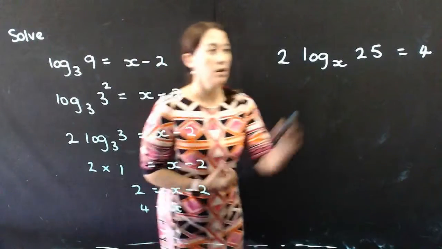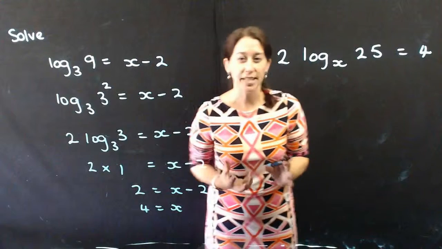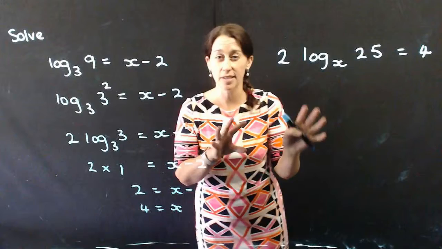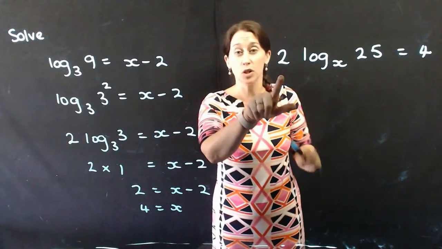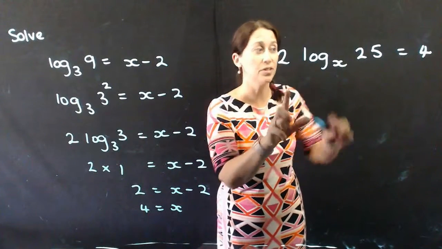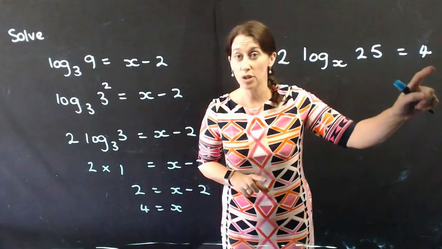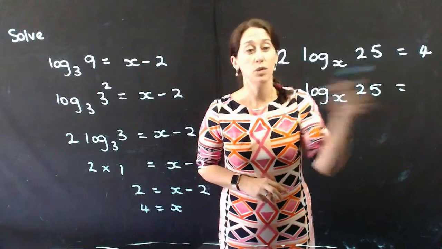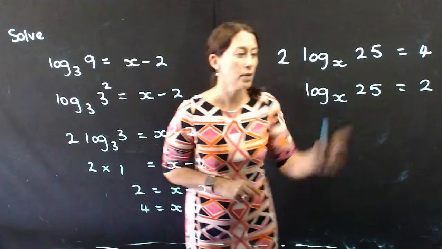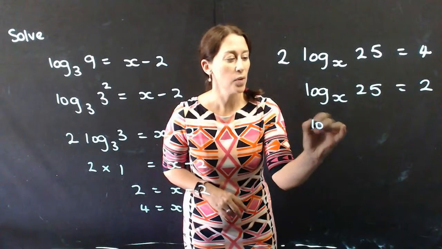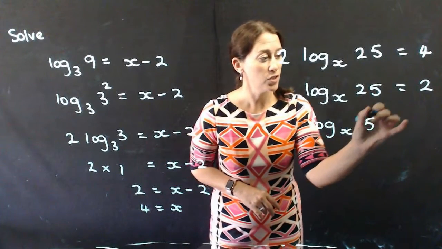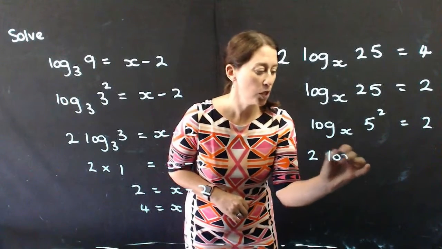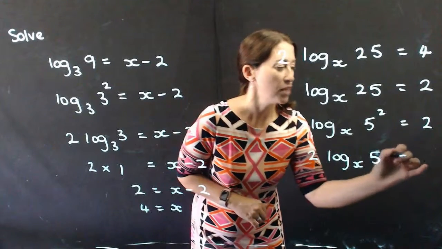Let's have a look at this, and it really is a trick of looking about, well, can I get the bases the same? Can I change the bases? Is there anything I can do? And looking at this, I've got a 2 at the front of this whole expression on the left, so I'm going to divide by 2 on both sides, leaving me with log to the base x of 25 equals 4 divided by 2, which is 2. 25 is 5 squared, so I'm going to write that as 5 squared. And I'm now going to bring that 2 to the front.